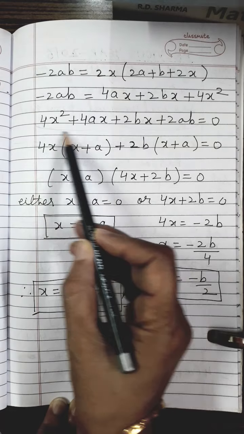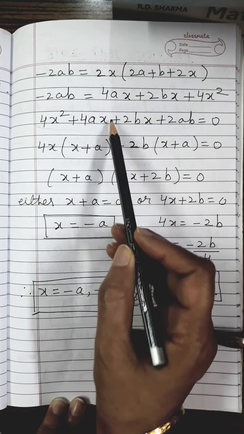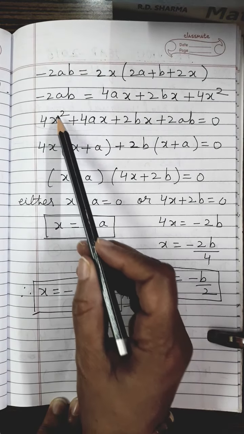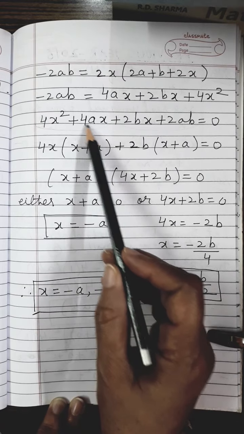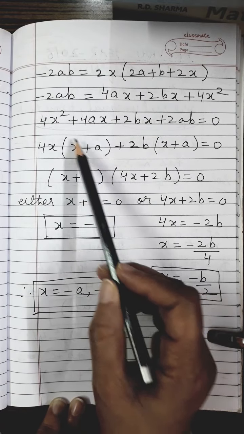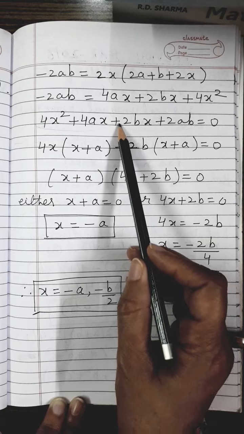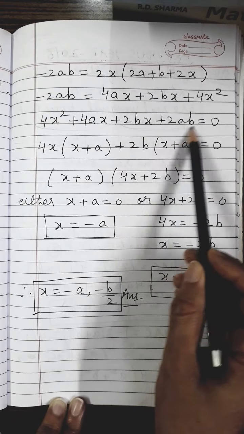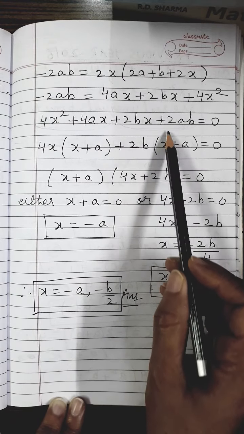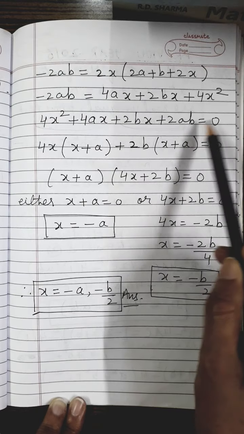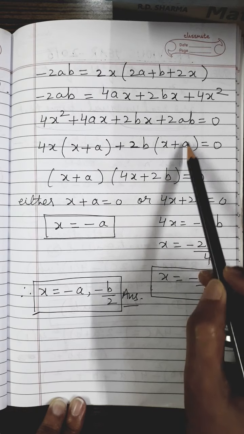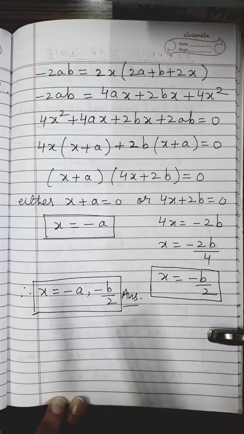So what do you see in the first two terms? 4x is common. So I take out 4x common. So what remains from here? x. What remains from this second term? a. So I write x plus a. Come to the next two terms. What is common in these two terms? 2b. So 2b you take out. What remains from here? x. And what remains from here? a. So bracket x plus a equals to 0.